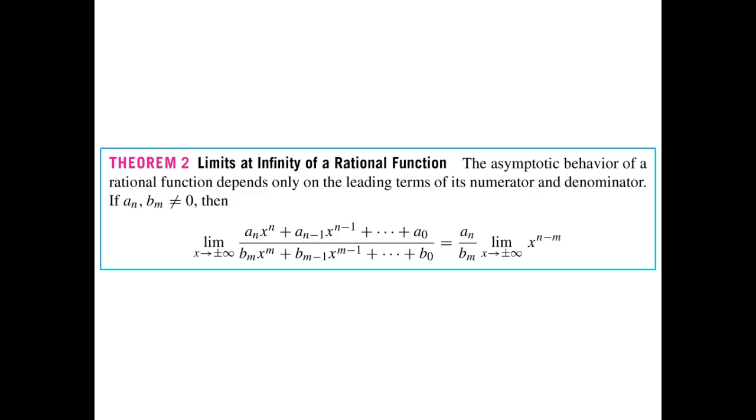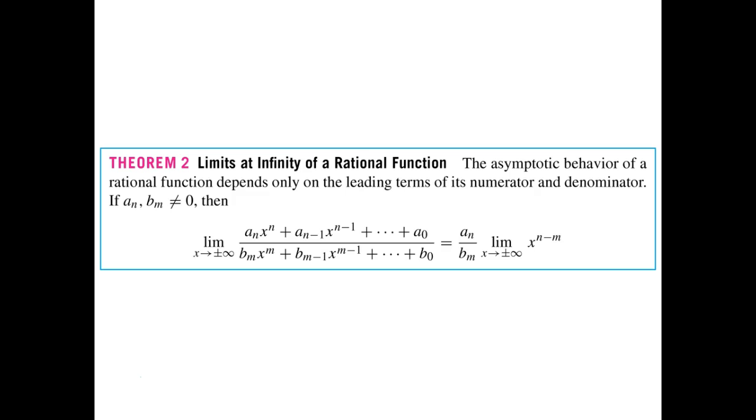Find the maximum exponent in the numerator, the maximum exponent in the denominator. The limit of the behavior of these ratios of these two polynomials, which make up a rational function, is limited by those leading terms. Okay?